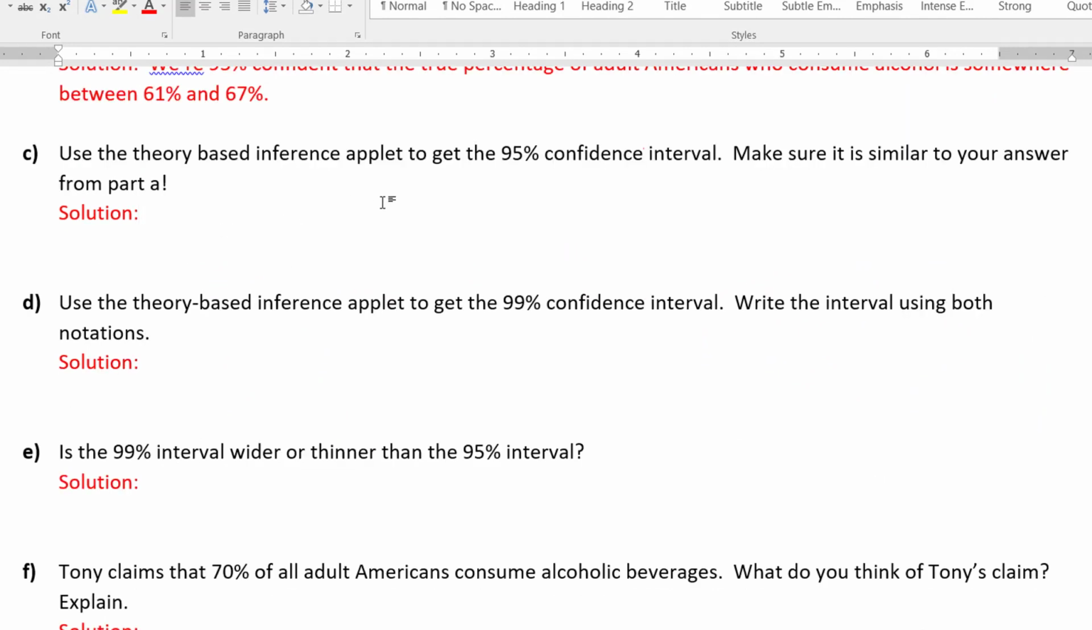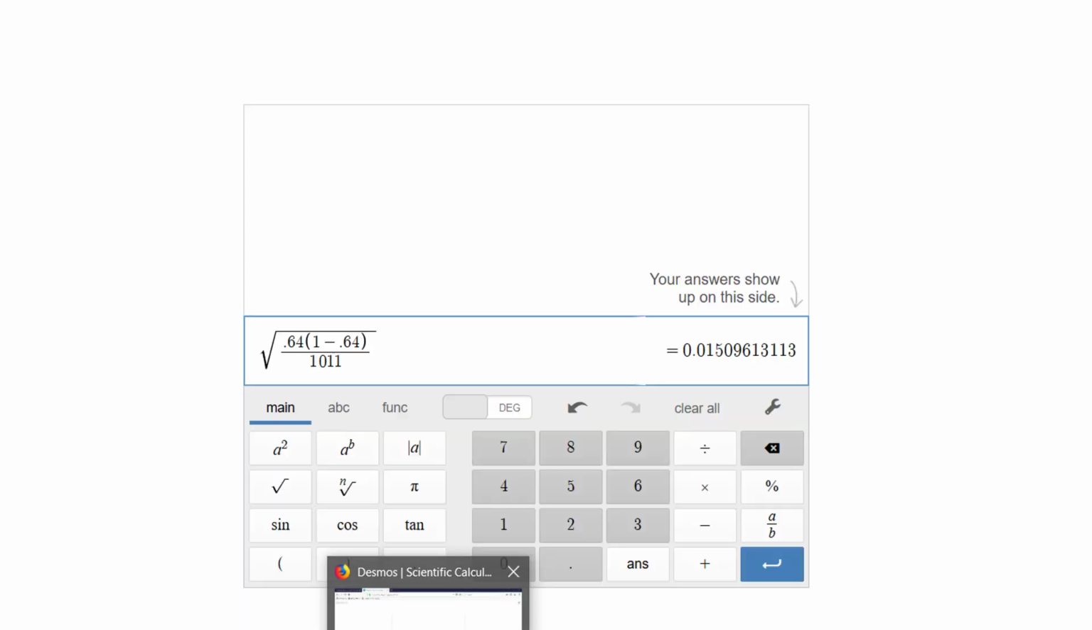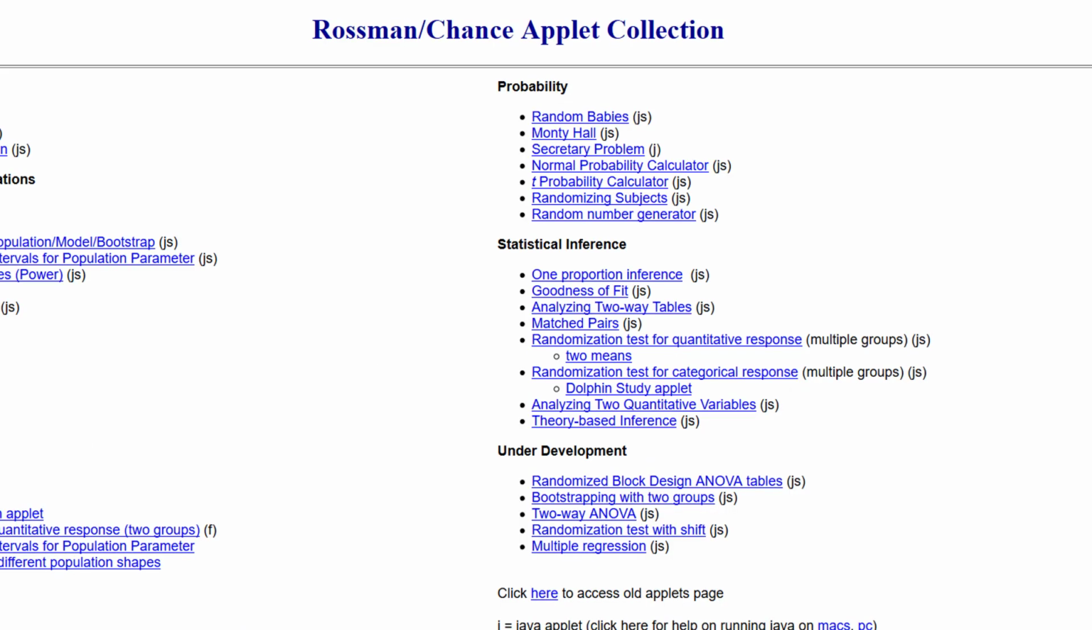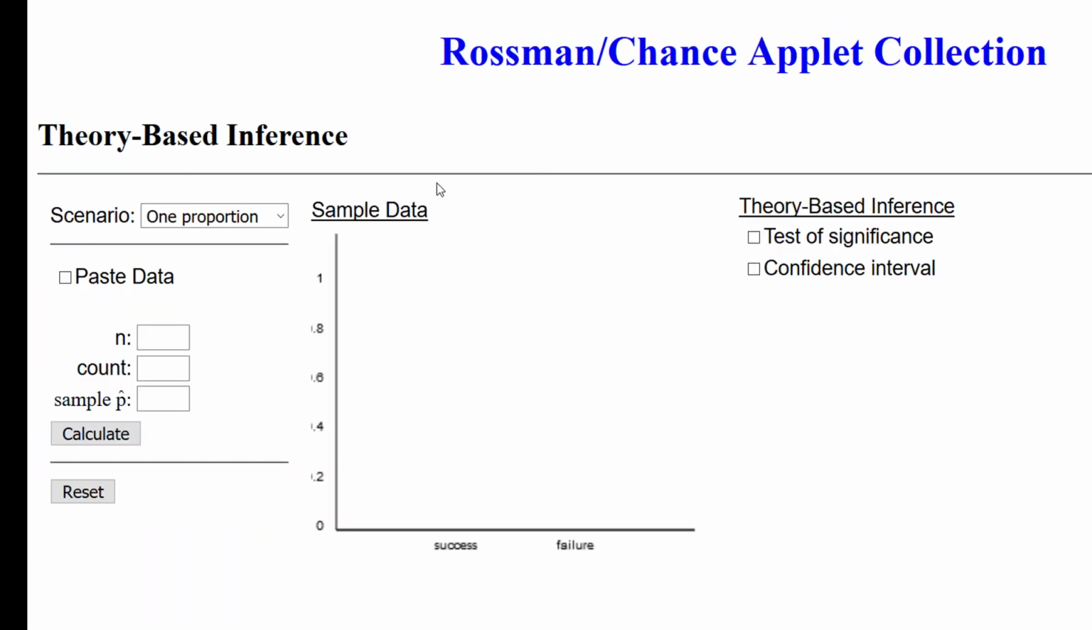It says use the theory-based inference applet to get a 95% confidence interval. So we're now just going to check with our Rossmann Chance applet to see if it also gives a very similar confidence interval to the one that we estimated with the 2SD method. So I'm going to the Rossmann Chance applet. We go to our theory-based inference. We're doing categorical, so I select one proportion from the pull down. I select confidence interval, and I just put in our information.